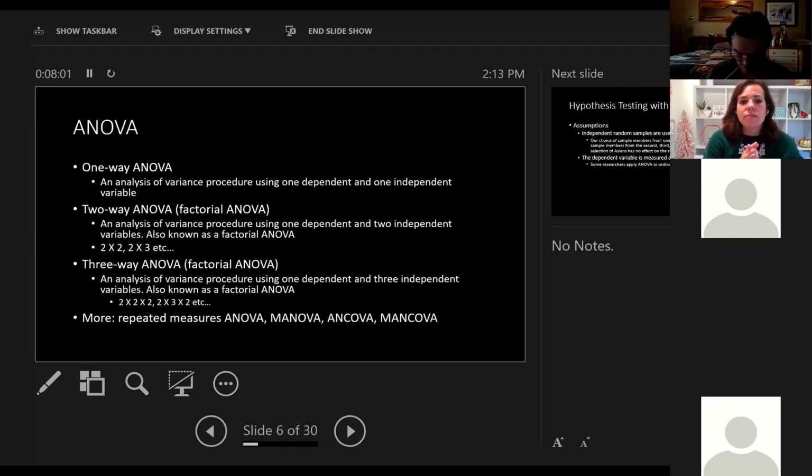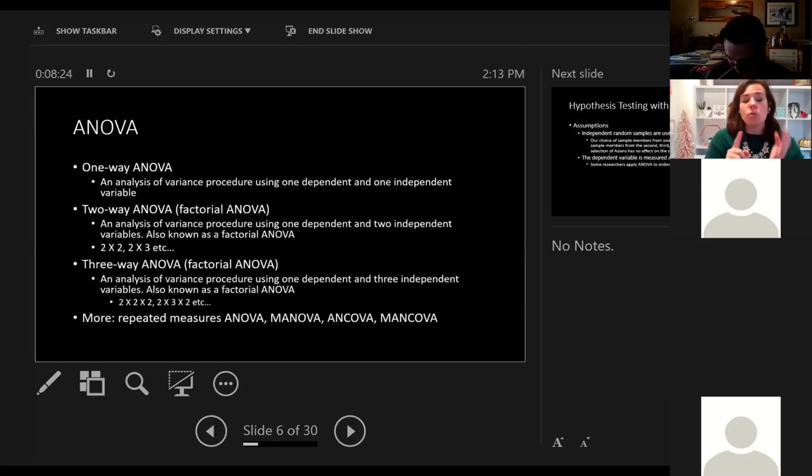A three-way ANOVA, same idea, it's one dependent and 3 independent variables. That's another measure of factorial ANOVA. So you can see now you're doing 2 by 2 by 2. So you're almost making it into a cube. There's like a third dimension in a way, not really, but it's 3 variables looking at it together.